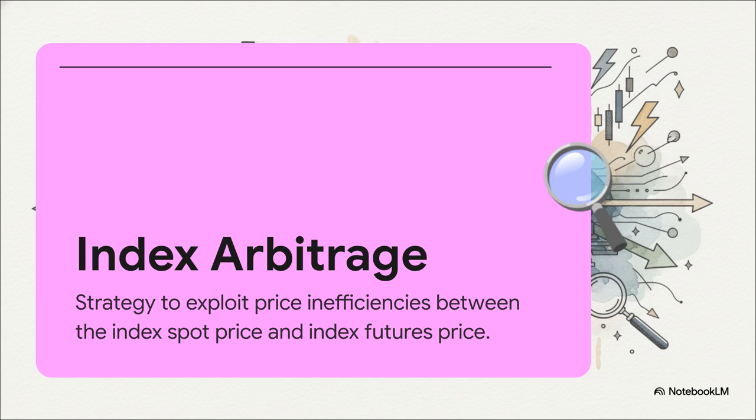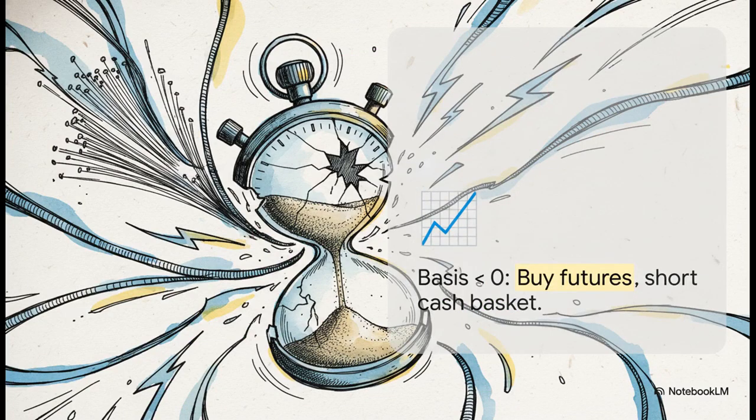Now, the basis is simply that mathematical link. It's the difference between the actual market price and this theoretical fair price, divided by the spot price. It tells you exactly how far out of whack the market is. So, what do we actually do with that basis? Well, if the basis is greater than 0, the futures are pricing rich compared to the spot. So your play is to short the futures and go long the underlying cash basket. If the basis is less than 0, the futures are cheap, so you just reverse it. Buy the futures, short the cash basket.